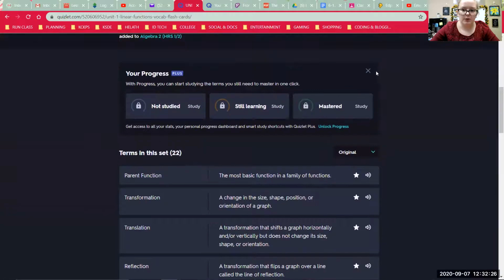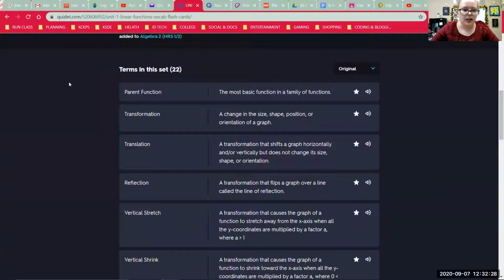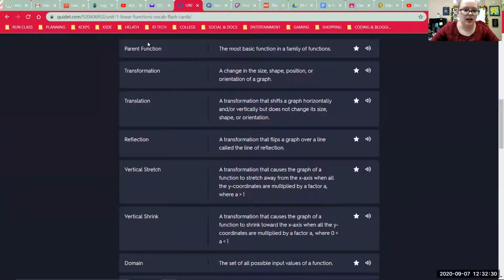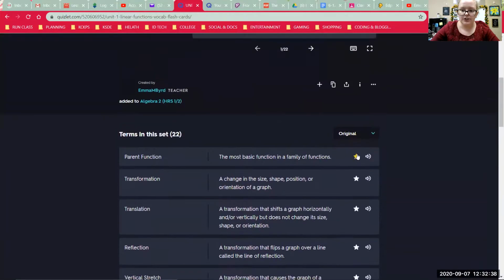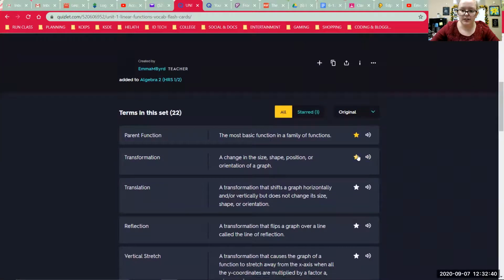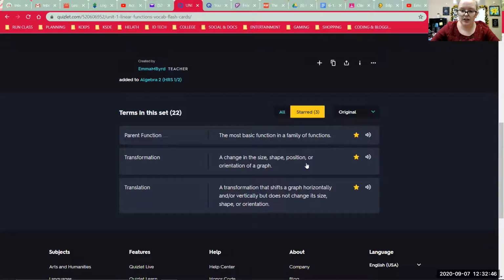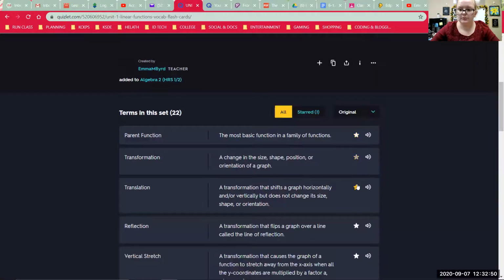If you look down below, you'll see all the vocabulary words along with the definitions straight out of your Big Ideas textbook. Okay, you can star certain definitions so that if you know like these top 3 you still need help learning, you can click on there and you know that these are the only 3 that you still need to learn. Or you could star all of them and unstar them as you become familiar.